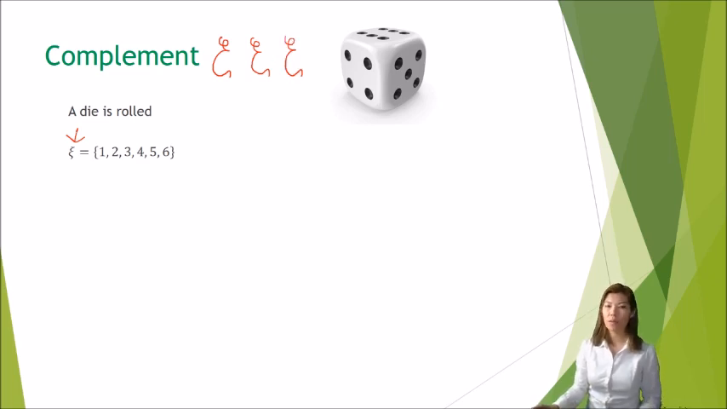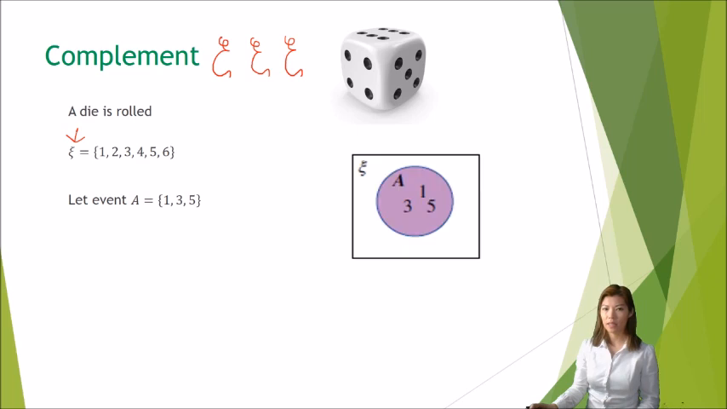Anyhow, if I wanted the event A to be, let's say, odd numbers, so 1, 3, 5, then I could represent this in a Venn diagram like so. Everything that is part of A is inside the circle. The complement of A, or the thing that completes A, would be not 1, 3, 5, the other numbers in the set that we have here. It will be whatever I have encircled. It will be 2, 4, 6.